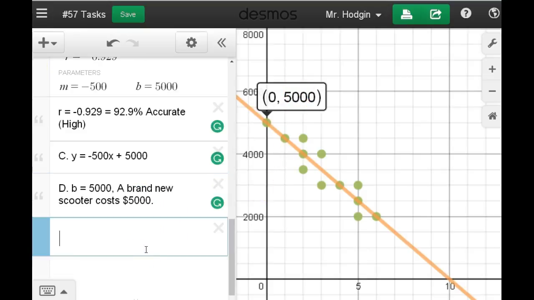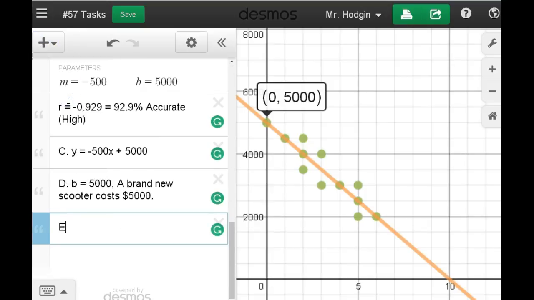So same thing for E. Oops, I got to add a note. So we got E, and the slope is negative 500. And what does a negative 500 slope mean? So remember, the slope is going to be rise over run, so it's actually negative $500 per year.